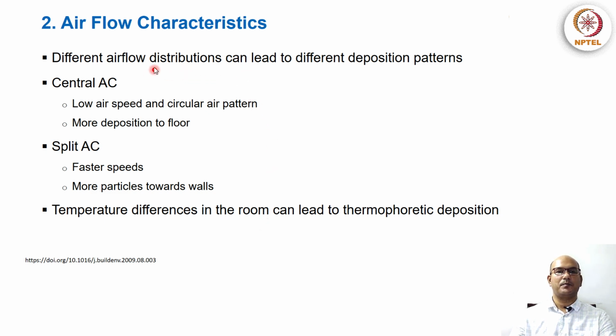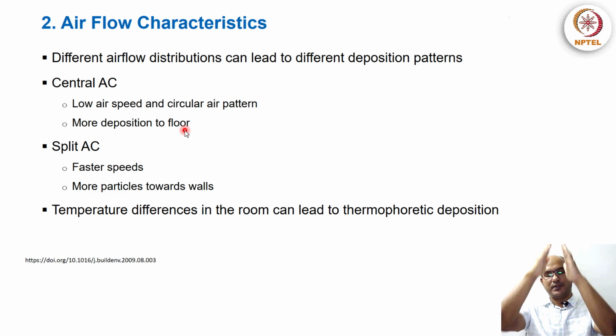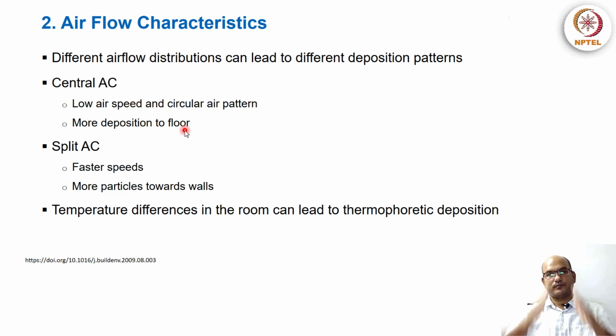Another interesting example is that even different airflow distributions for ACs can lead to different deposition patterns. So we have central AC, which can be through the sides or the top, but the speed is generally smaller, and the pattern sometimes can be more circular, and the deposition is more towards the floor. So that's our general flow if it is coming especially from top.